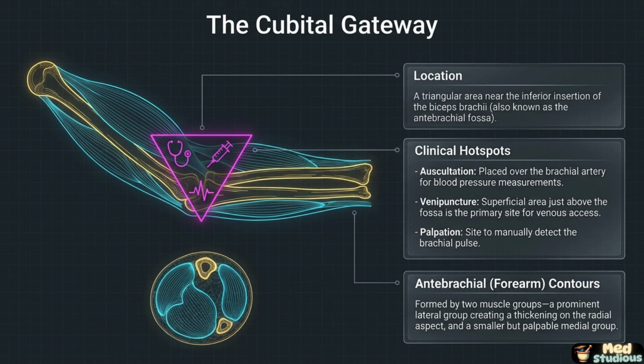The forearm itself is divided into 2 visible muscle compartments, a larger lateral group that creates a thickening along the radial aspect, and a smaller but palpable medial group. Knowing this region in detail is essential for every healthcare professional.